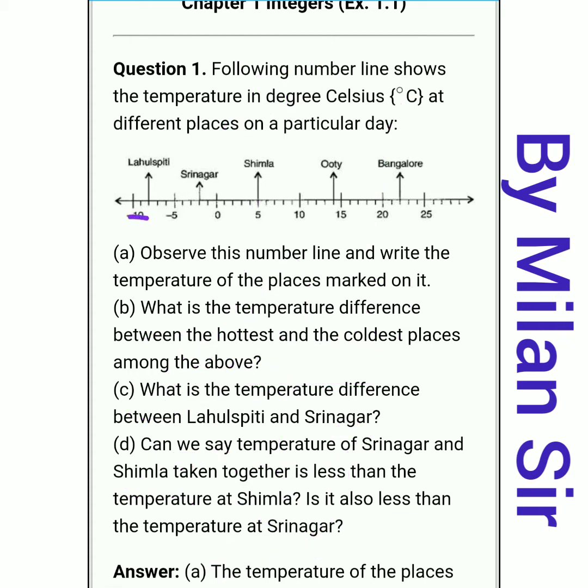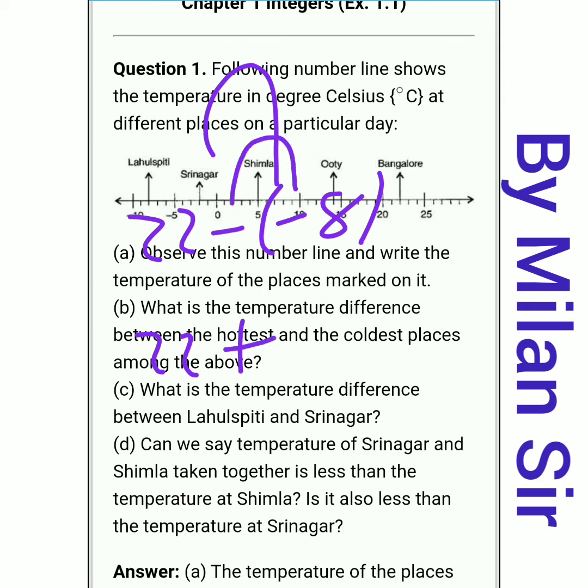Again, 22 minus minus 8. First of all we need to convert these two signs into a single sign. The bracket means multiplication, so minus minus is plus. This is the rule for multiplication. Then we have 8. Now 22 plus 8 is 30 degrees Celsius.